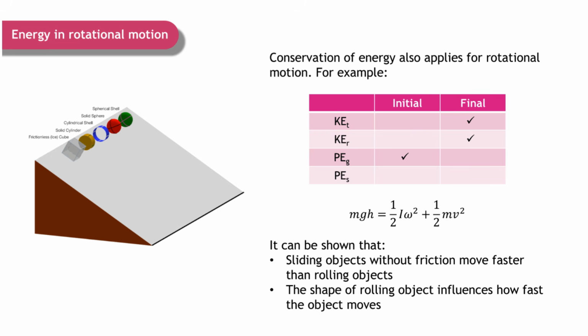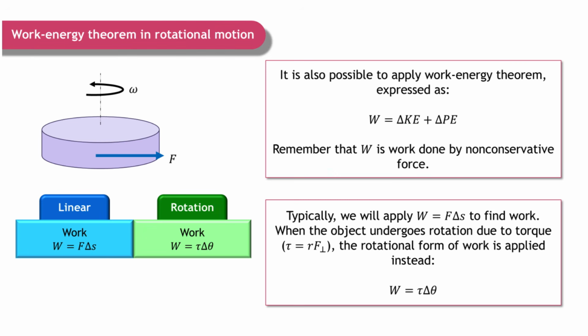Objects with smaller moments of inertia require less energy to rotate, so more energy is available for forward motion, allowing them to roll faster. Just as in linear motion, the work-energy theorem also applies to rotational motion. The work done by non-conservative forces changes the kinetic and potential energies of the system.